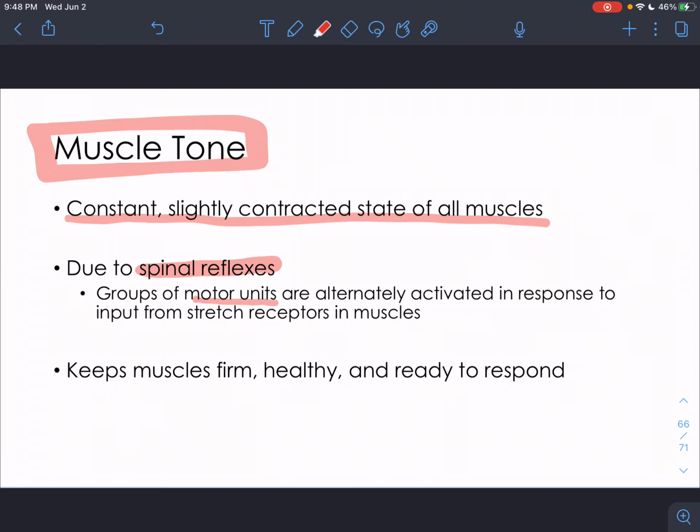So groups of motor units are alternately activated in response to input from stretch receptors and muscles. So every once in a while, our muscles have a little bit of contraction to help maintain this muscle tone. Again, to help keep muscles firm, healthy, and ready to respond. So just kind of keeping them on their toes at all times. This also plays a big role in, again, posture, maintaining balance, as well as stabilizing our joints.